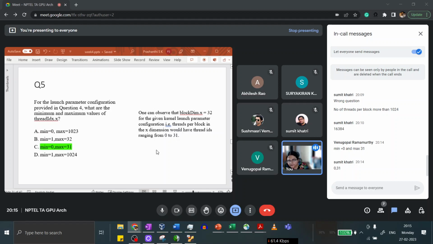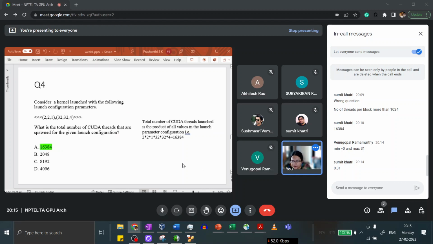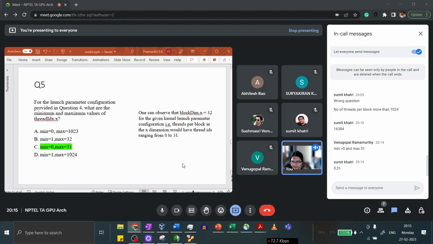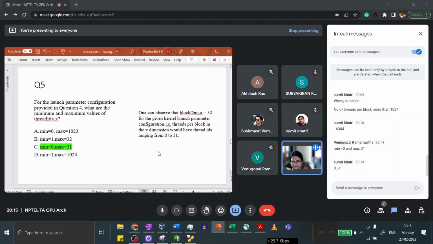So, how do you get this from the launch configuration? The answer is right. It's minimum of 0, max is 31. Going back to your block dimension, you see that block dimension dot x is 32, right? From that, you get that the threads in the x dimension would have thread IDs ranging from 0 to 31. So the minimum is 0 and the maximum is 31.